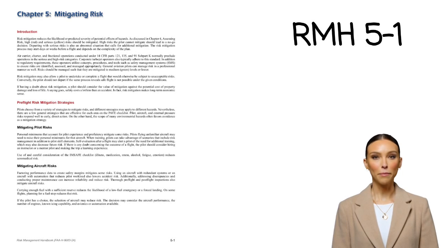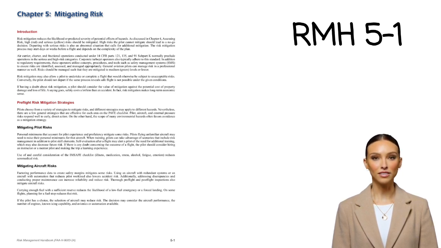Chapter 5: Mitigating Risk. Introduction. Risk mitigation reduces the likelihood or predicted severity of potential effects of hazards. As discussed in Chapter 4, Assessing Risk, high red and serious yellow risks should be mitigated. High risks the pilot cannot mitigate should lead to a no-go decision.